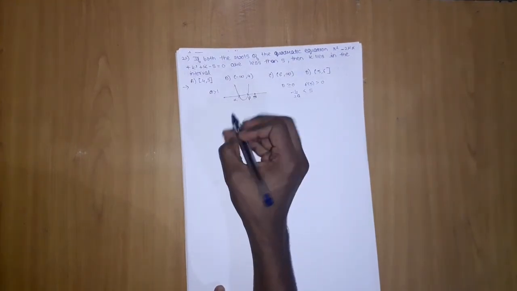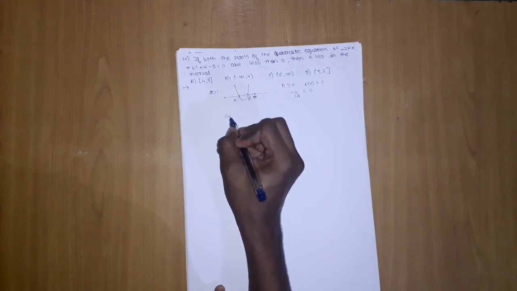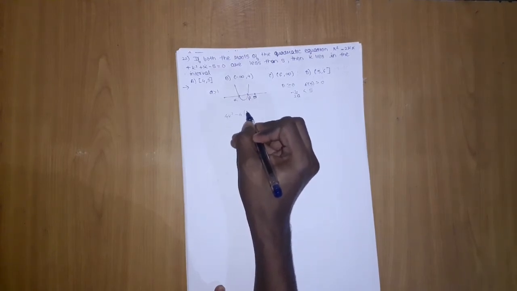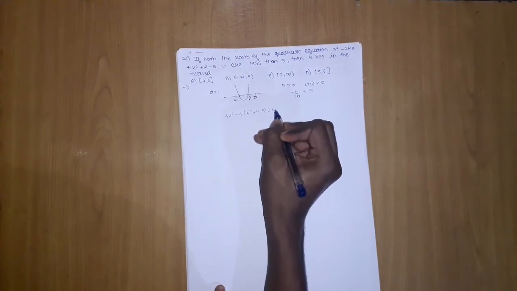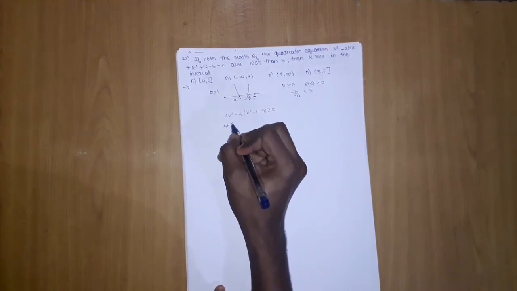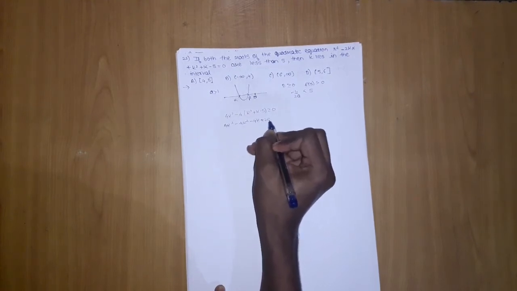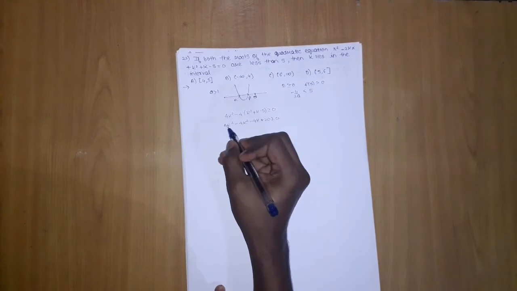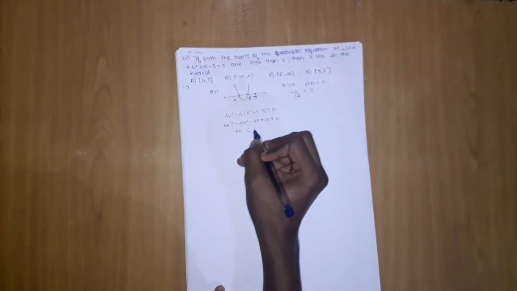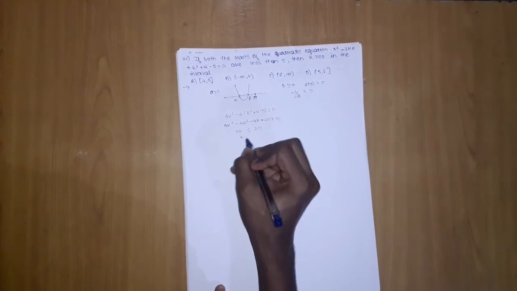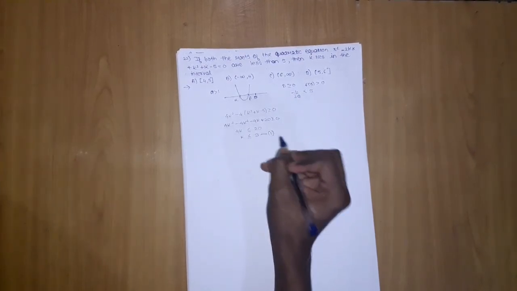So first, D greater than or equal to 0, which is 4k square minus 4 into (k square plus k minus 5) should be greater than or equal to 0. 4k square plus 20 should be greater than or equal to 0. These two terms will cancel out. 4k less than or equal to 20, so k should be less than or equal to 5. We got this as condition 1.